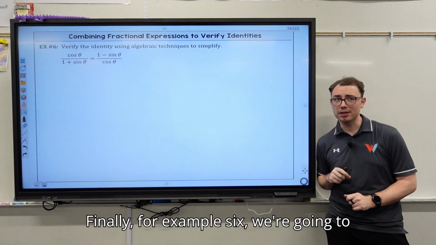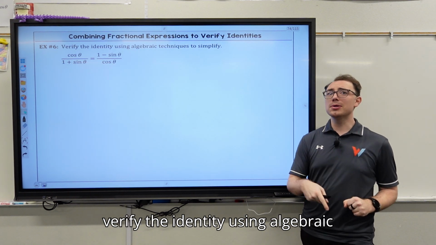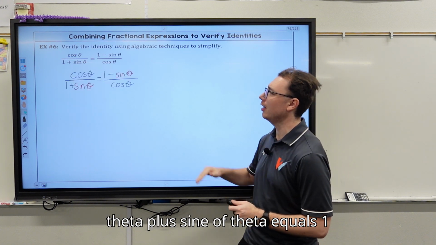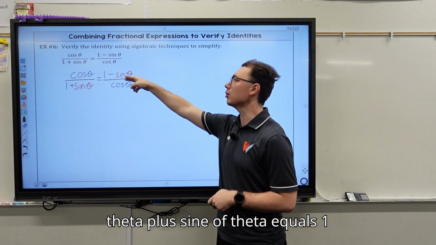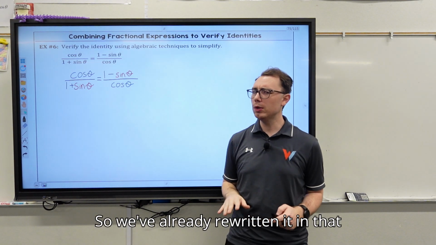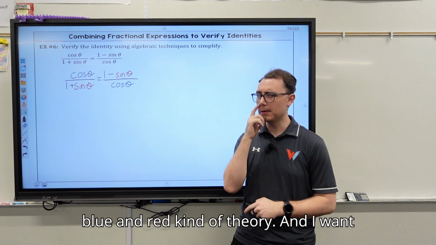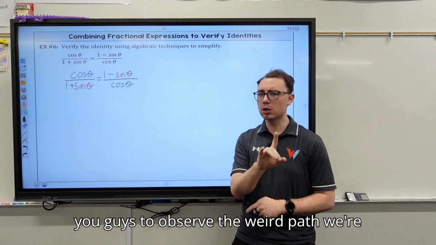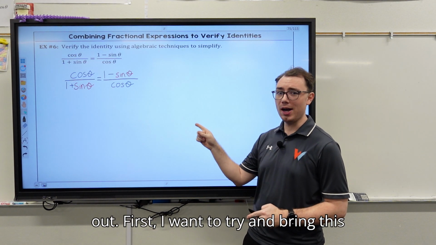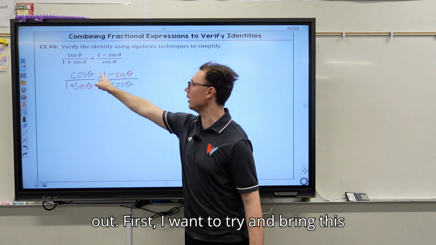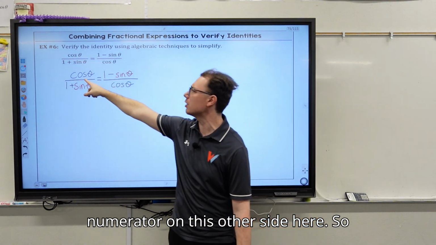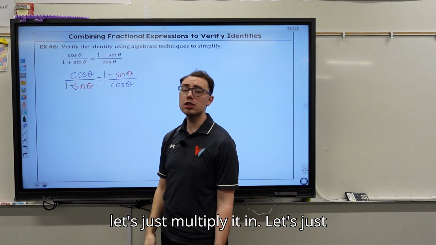Finally, for example 6, we're going to verify the identity using algebraic techniques to simplify this: cosine of theta over 1 plus sine of theta equals 1 minus sine of theta all over cosine. So we've already rewritten it in that blue and red kind of theory. And I want you guys to observe the weird path we're going to go down to actually solve this out. First, I want to try and bring this 1 minus sine of x into the numerator on this other side here. So let's just multiply it in.